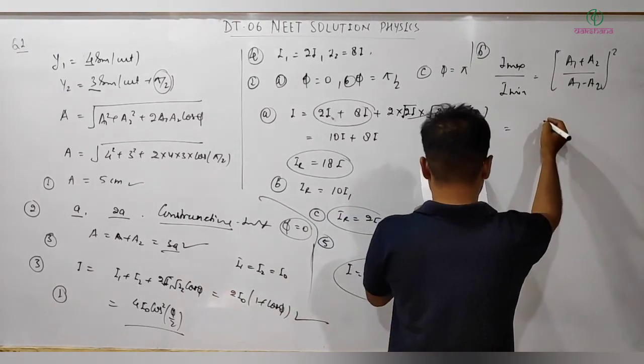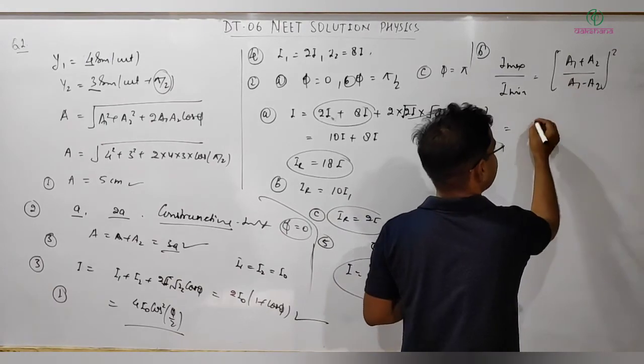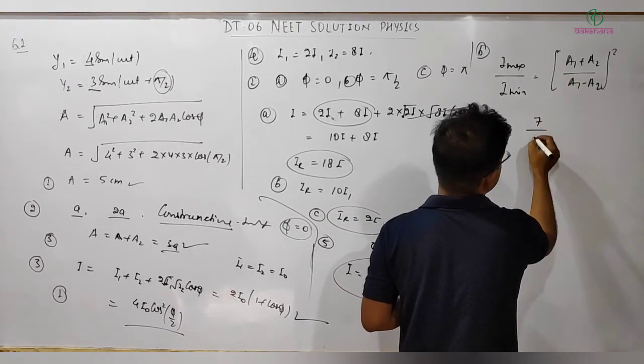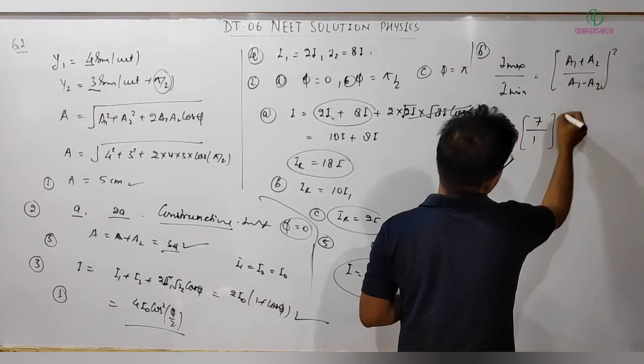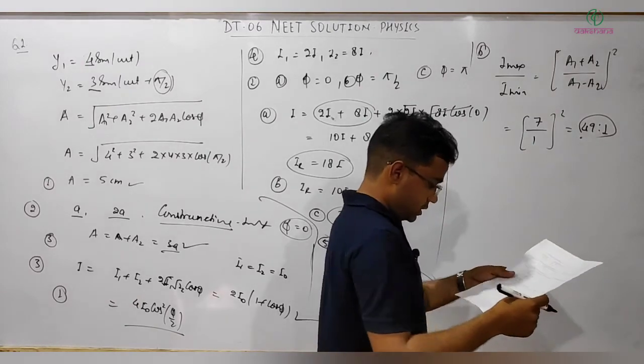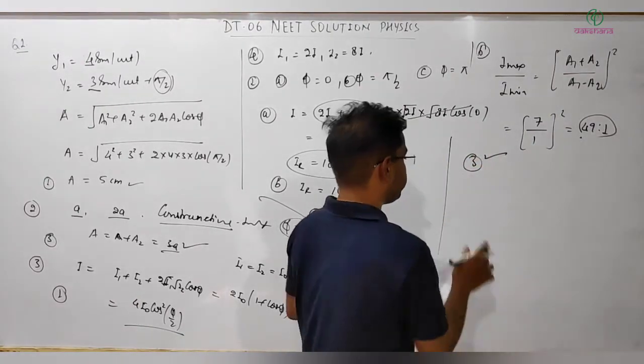Solving it here, A1 and A2 are given in the ratio 4:3, so it is simply 7 divided by 4 minus 3, which is 1. So this comes squared, and the answer is 49:1. And that is it. Next, question number 7.